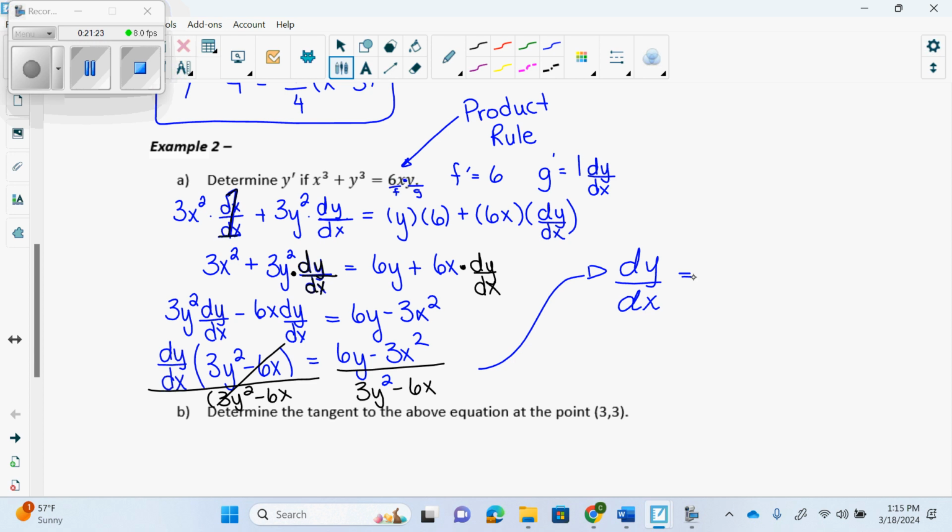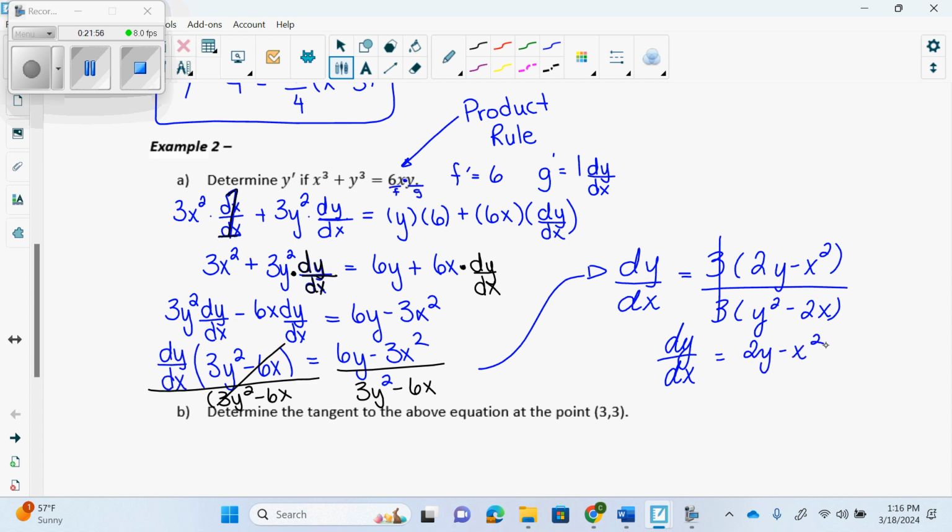What could I take out? A 3, technically. And it has to come out of every term in order for it to disappear. If you're like, I don't know how to do that, then GCF of 3 out of the top, GCF of 3 out of the bottom would cancel the 3's off. It's the same thing, right? So we could just take a 3 out of the top and be left with 2y minus x squared. Take a 3 out of the bottom, be left with y squared minus 2x. Cancel these, and dy over dx equals 2y minus x squared over y squared minus 2x.